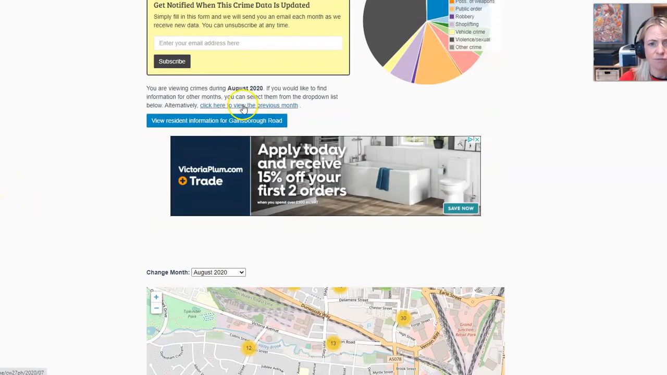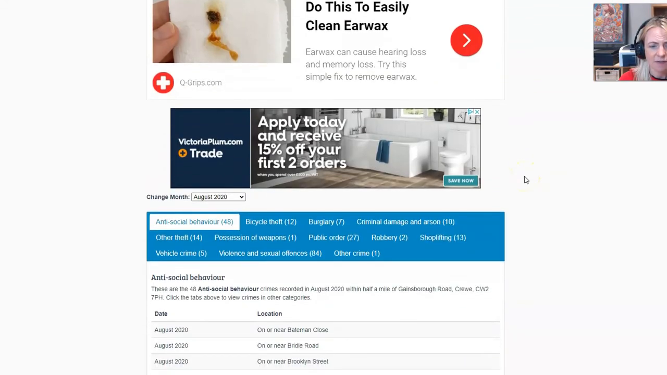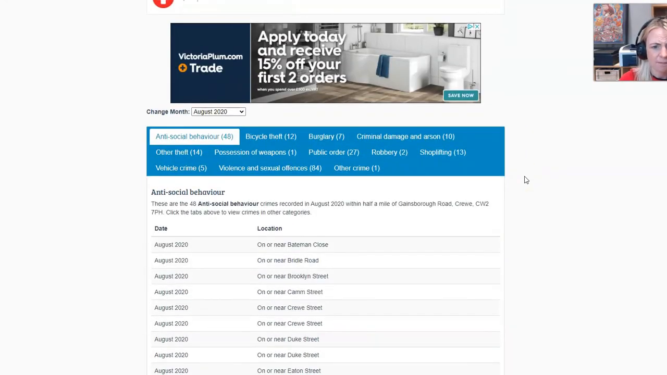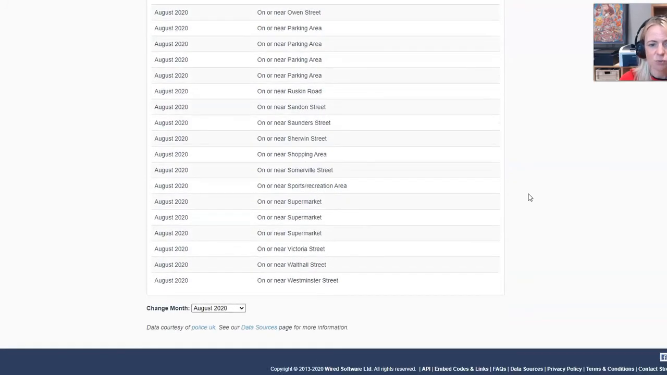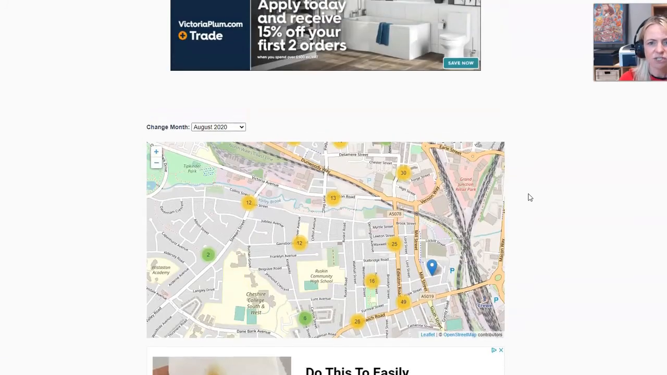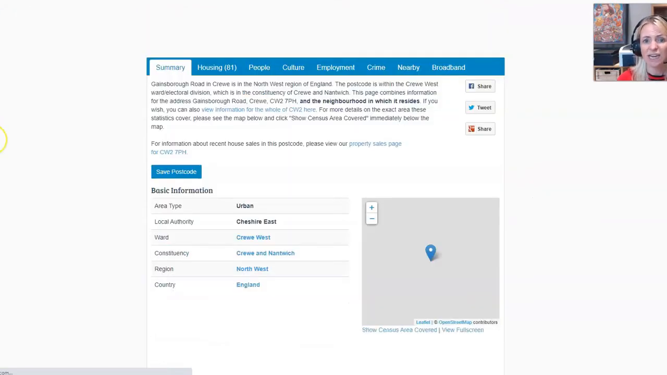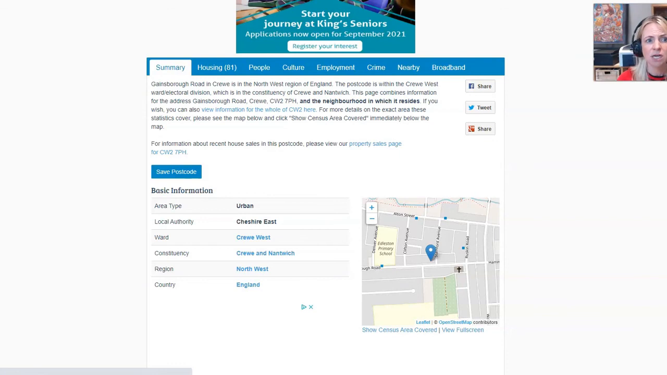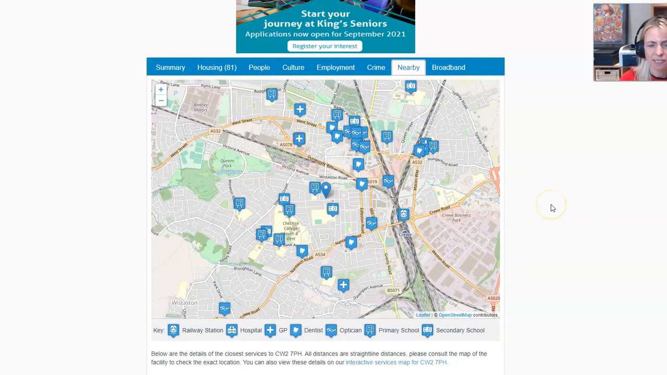I can also look at previous months, and I can also look at that in the pie chart. There's quite a lot of detail here on the crimes, and it's quite an interesting picture. It shows you exactly where the crimes were committed, and it shows you what kind of crimes they were. So again, you can delve very, very deep into streetcheck.co.uk if you're really interested to find out what's going on in terms of criminal behaviour and what kind of criminal behaviour happens.